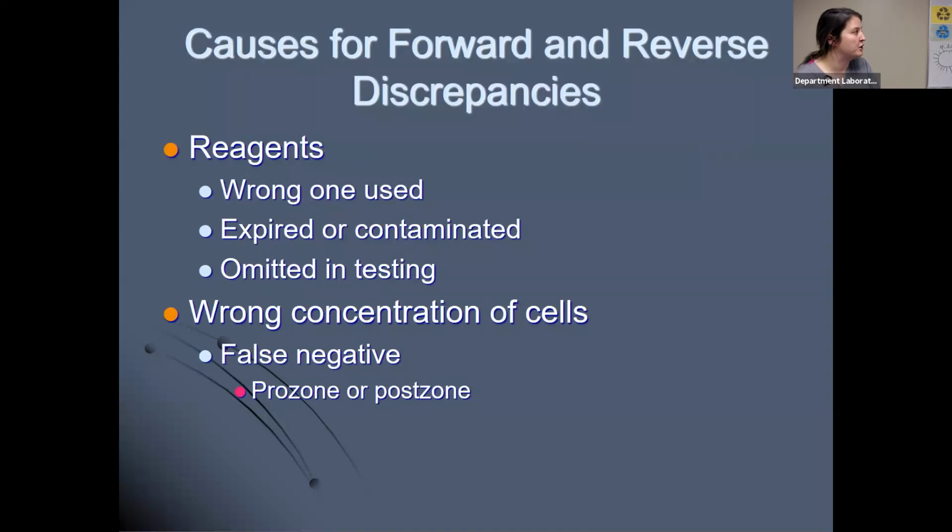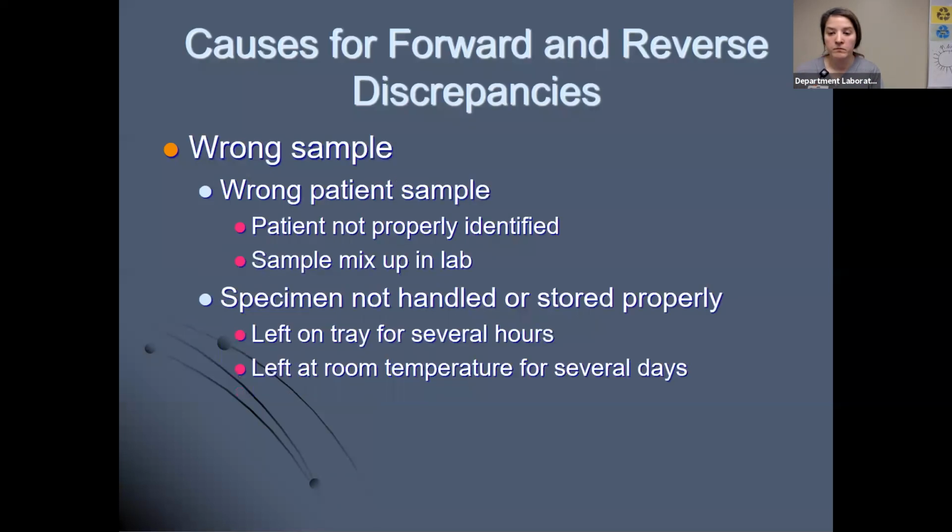For the reagents, again, you could use the wrong one. You could use expired reagents where they lose their specificity, so they no longer react as they should. Maybe you even totally forgot to add reagents. That might happen as well. That would give you false negatives. Wrong concentration of cells. If you have prozone or postzone, remember we want that zone of equivalence to allow for the antigen-antibody complex to occur. So if you have postzone or prozone, those will both cause false negatives.